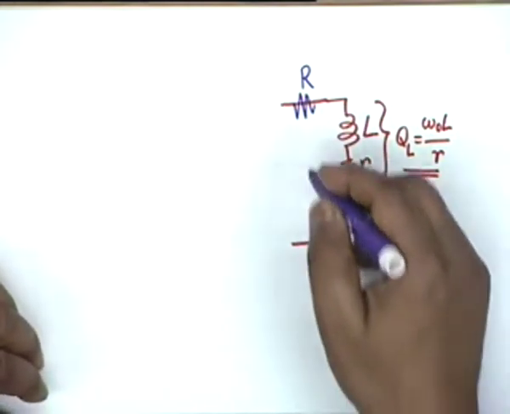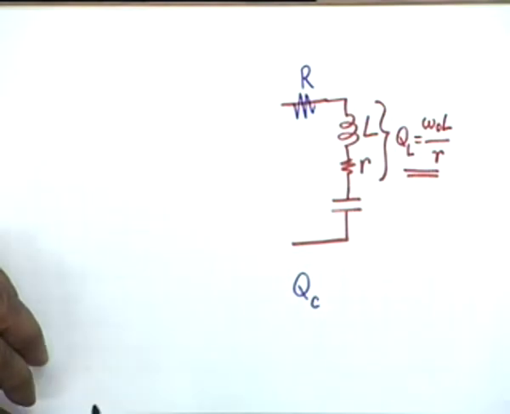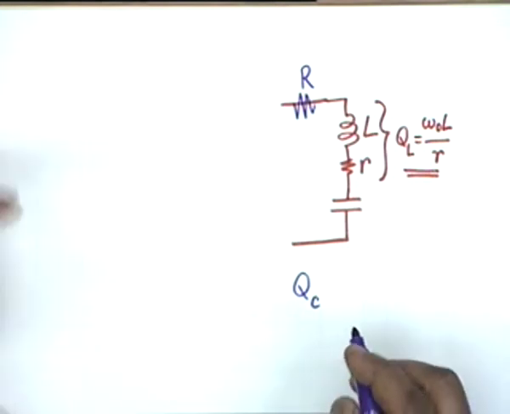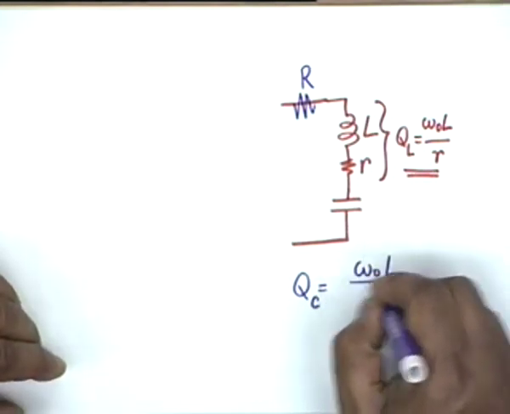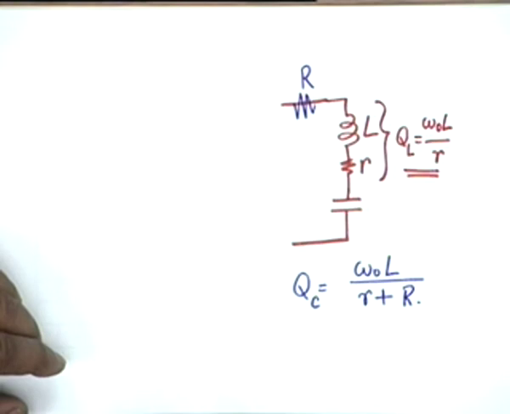All right. So the Q or selectivity of the circuit, now QC, will be different from QL. QC will be less than QL. In fact, QC will be omega 0 L divided by R plus small r, capital R plus small r. Is the point clear? The selectivity of a resonance circuit is not necessarily the Q of the coil, because there can be extra resistors in this circuit.